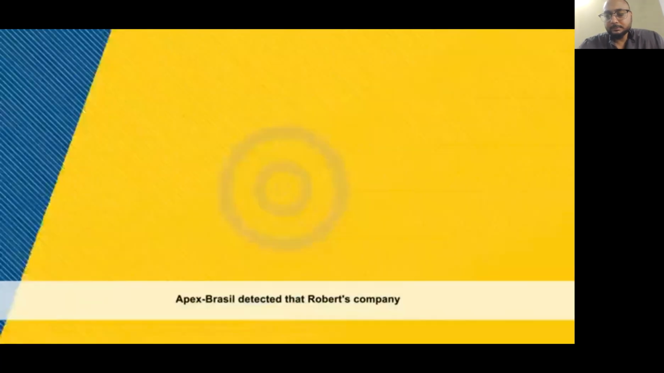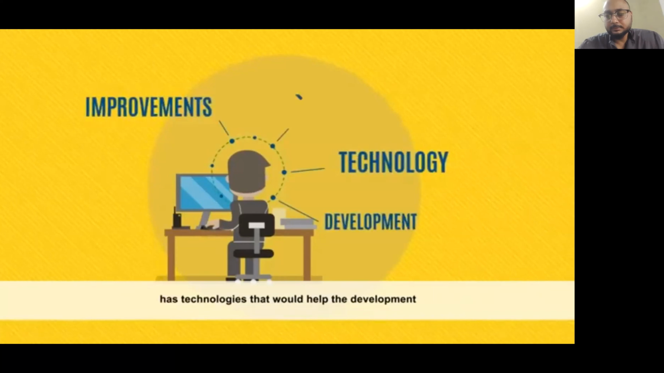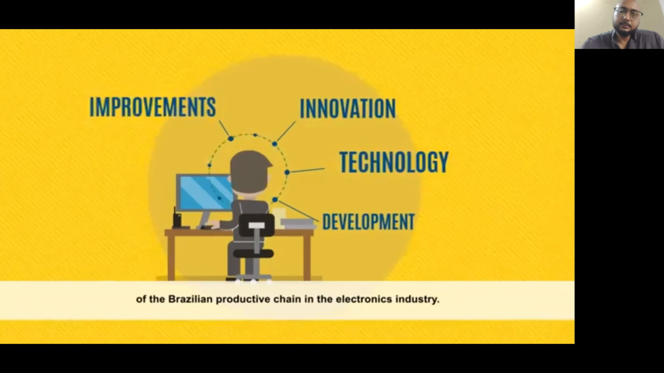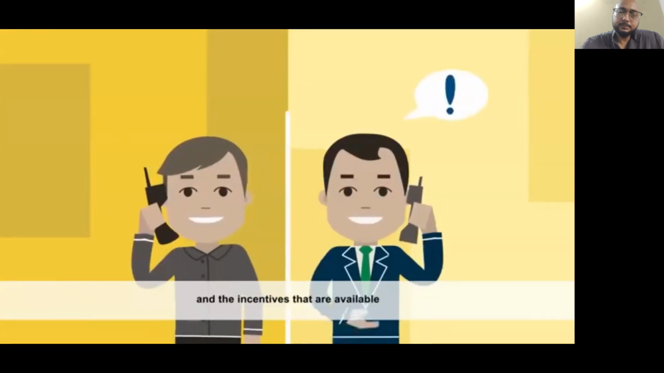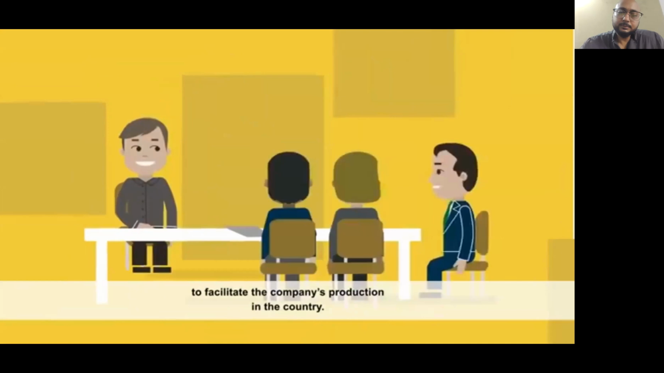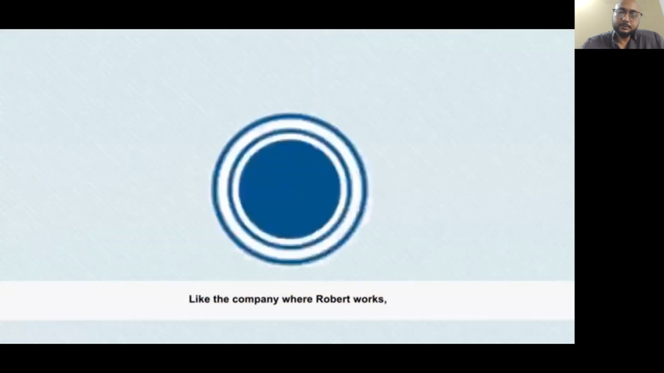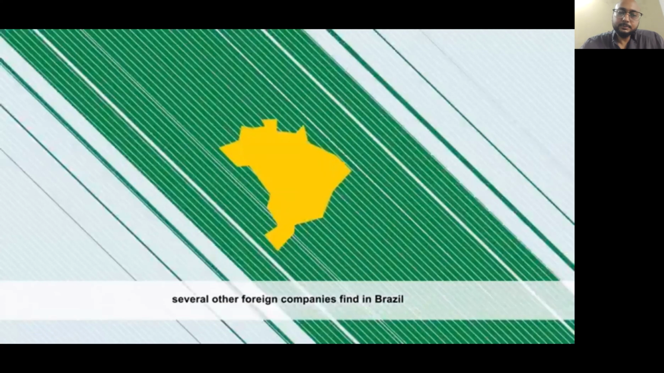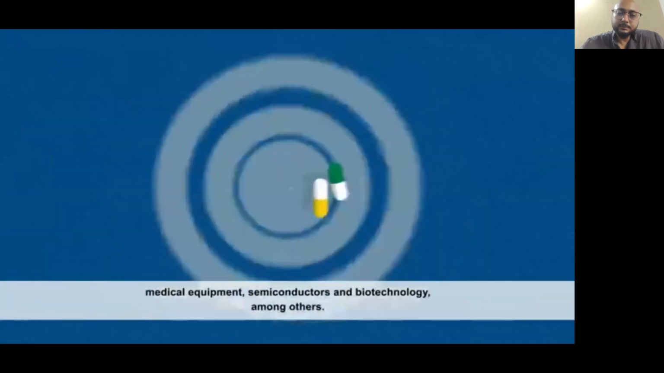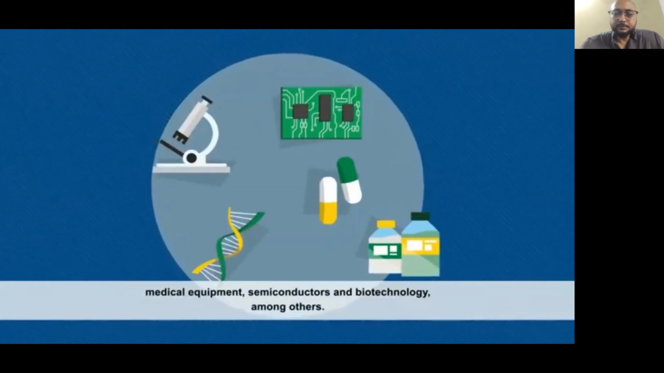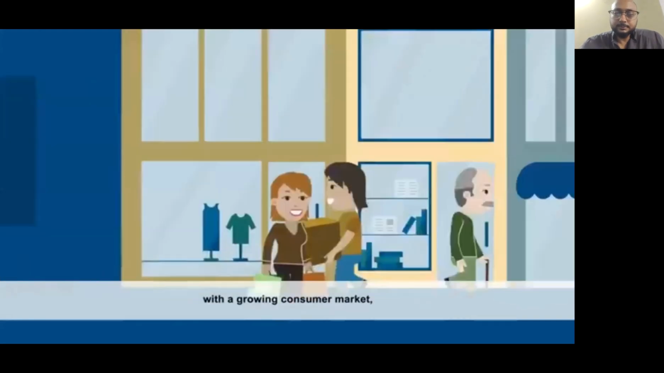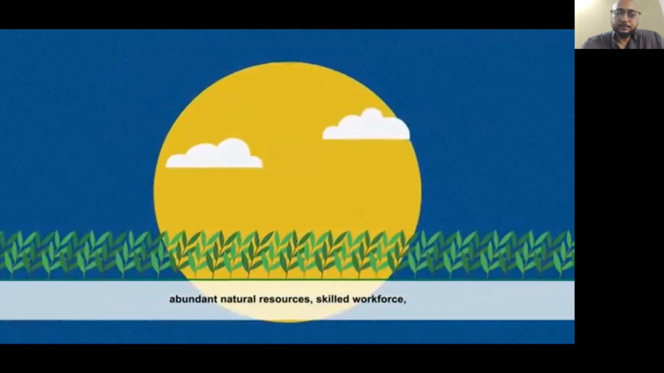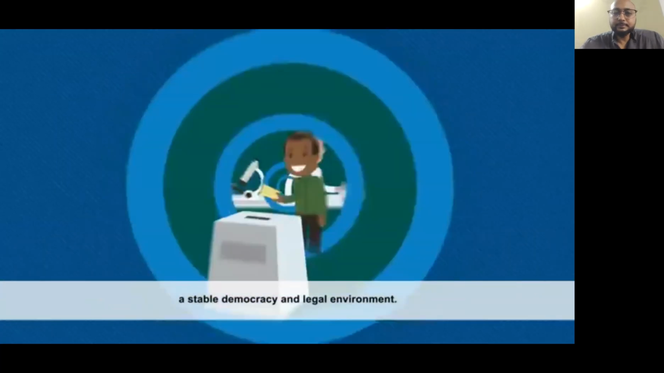Apex Brazil detected that Robert's company has technologies that would help the development of the Brazilian productive chain in the electronics industry. Apex Brazil contacted him to present investment opportunities in Brazil and the incentives that are available to facilitate the company's production in the country. Like the company where Robert works, several other foreign companies find in Brazil excellent opportunities for investment in sectors such as energy, infrastructure, automotive, medical equipment, semiconductors and biotechnology, among others. Companies also find a favorable business environment for investment with a growing consumer market, abundant natural resources, skilled workforce, a stable democracy, and legal environment.